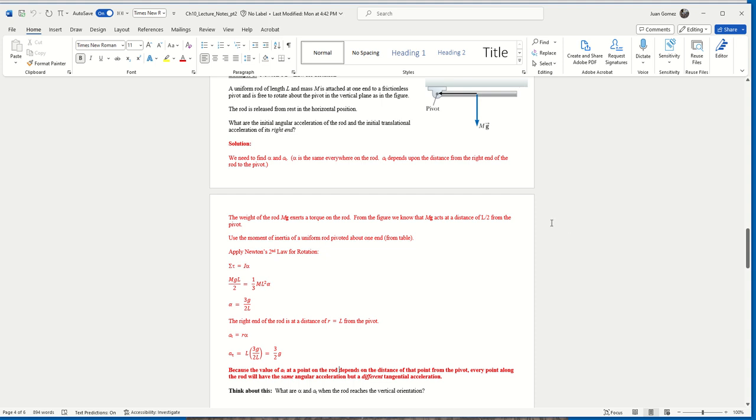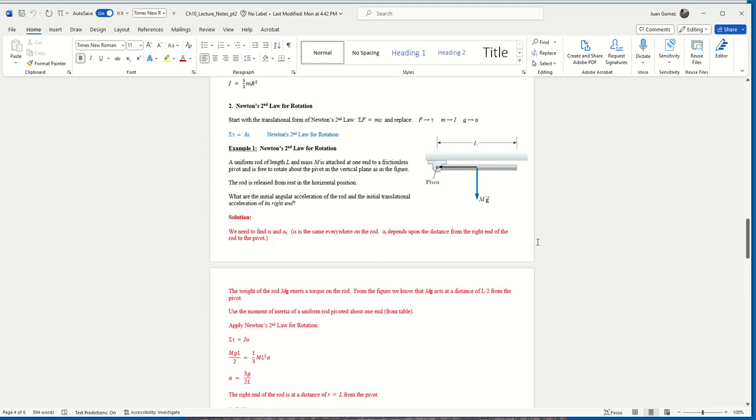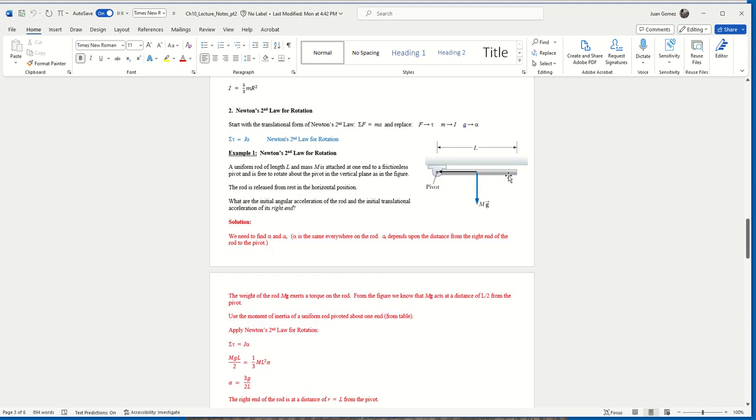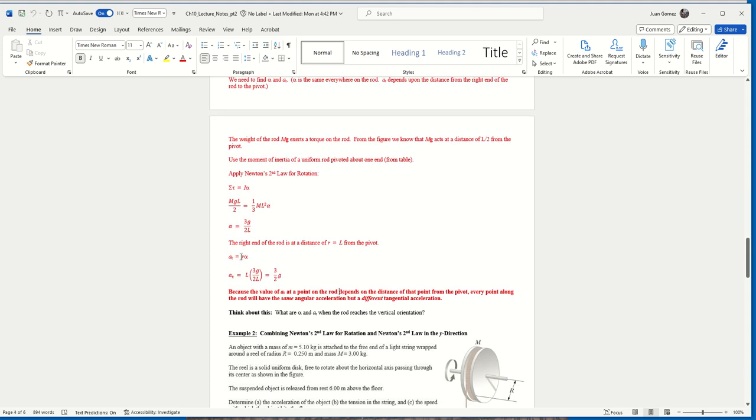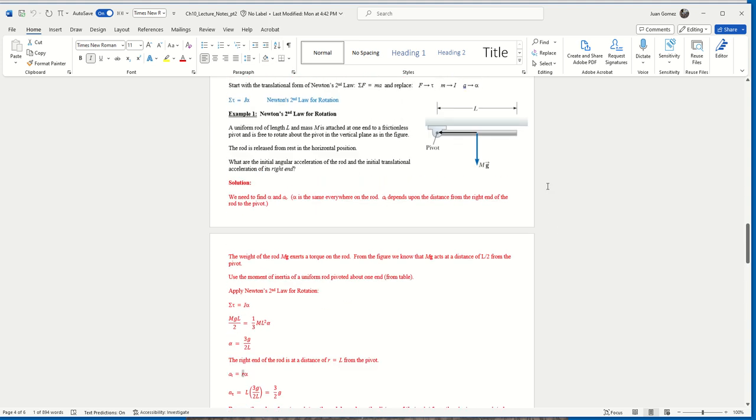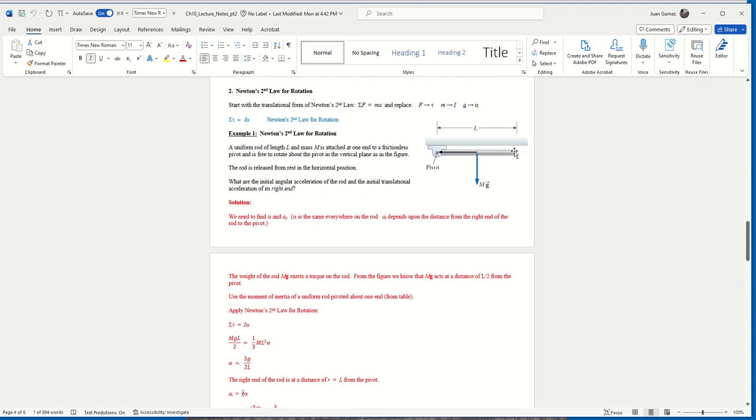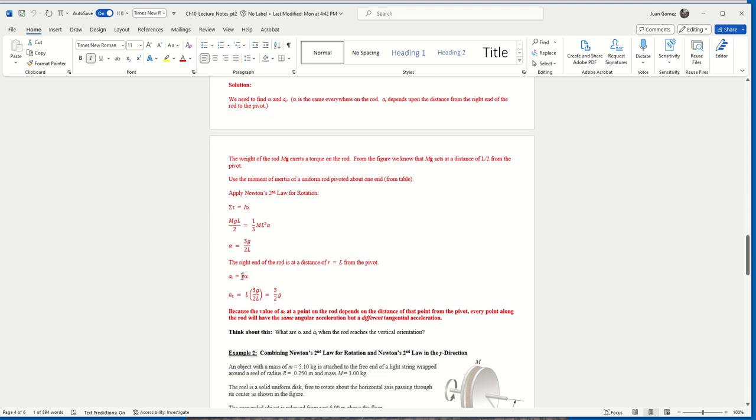Again, that's the idea: every point on the rod will have the same alpha, but AT, the tangential acceleration, depends on R. And by definition, R is the distance from the point on the rod to the pivot. So for the right end of the rod, that distance is L. So AT is L times alpha. What is alpha? 3G over 2L. The L's cancel, and you get 3 halves G.